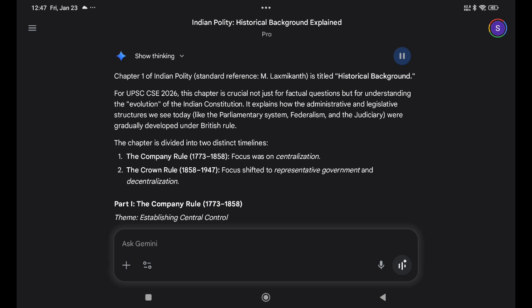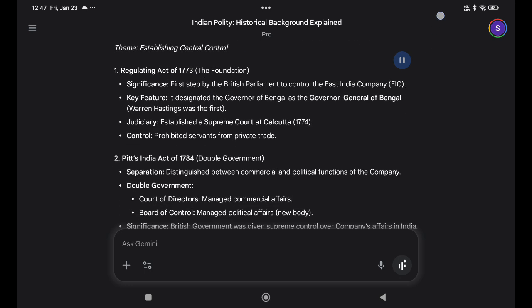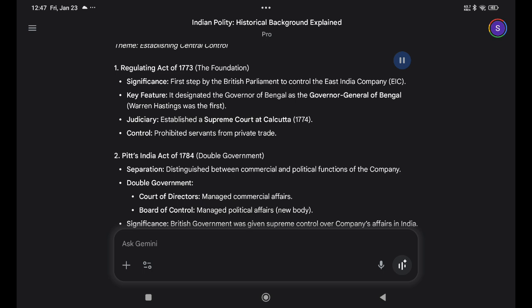Part 1. The Company Rule, 1773 to 1858. Theme: Establishing central control. 1. Regulating Act of 1773, the Foundation. Significance: first step by the British Parliament to control the East India Company, EIC. Key feature: it designated the Governor of Bengal as the Governor-General of Bengal. Warren Hastings was the first. Judiciary: established a Supreme Court at Calcutta, 1774. Control: prohibited servants from private trade.